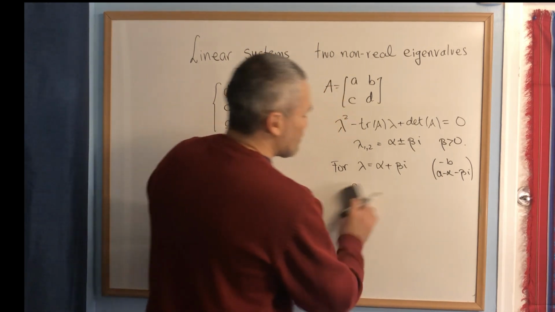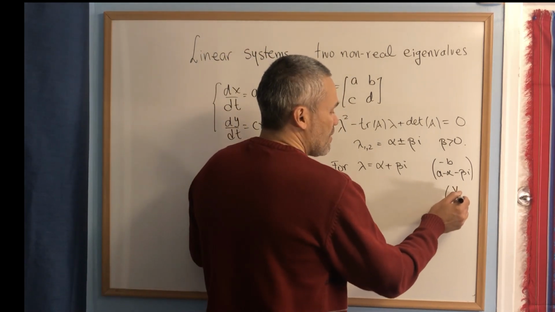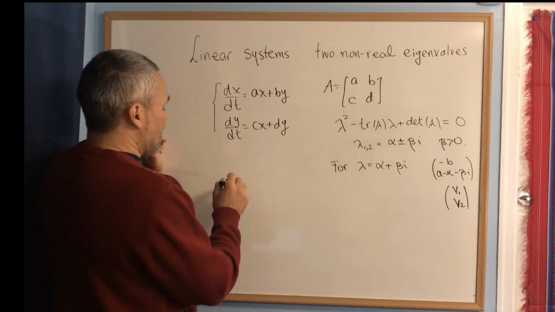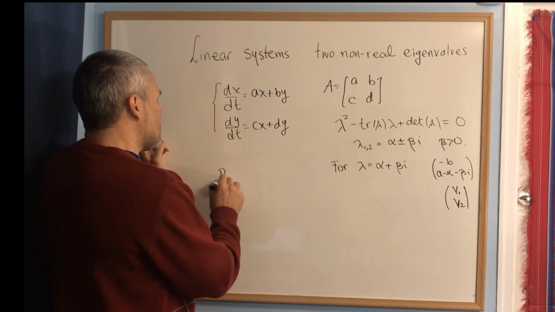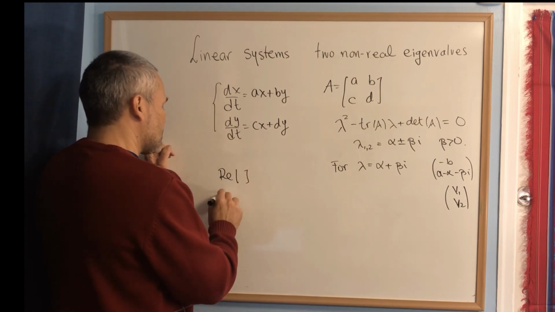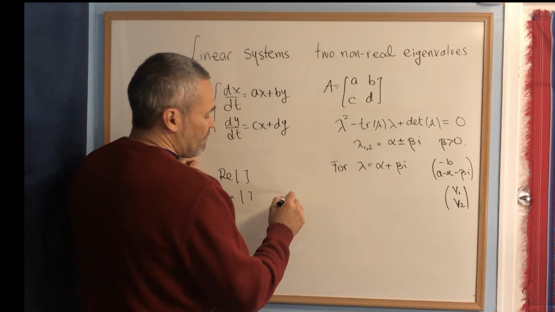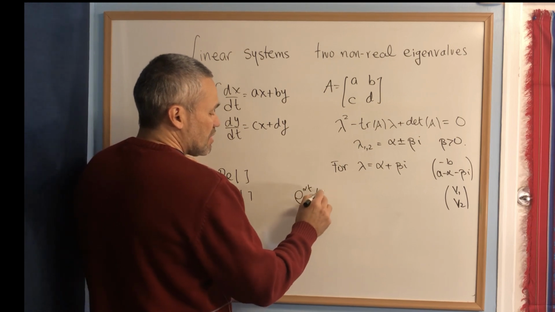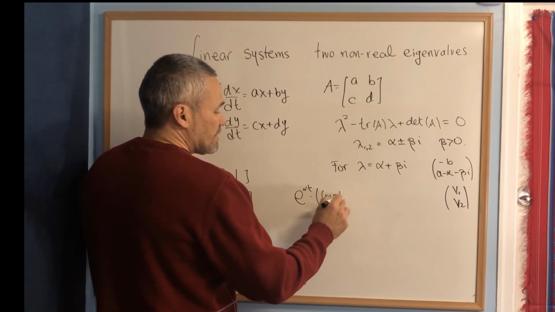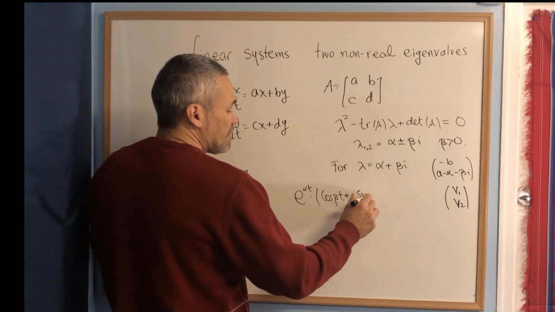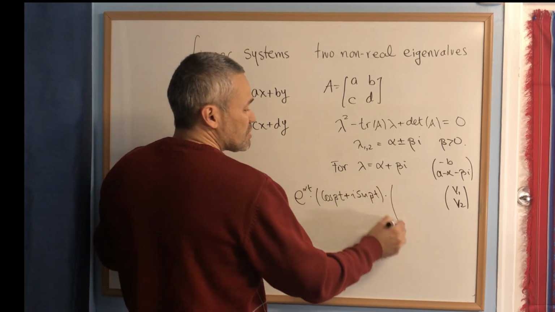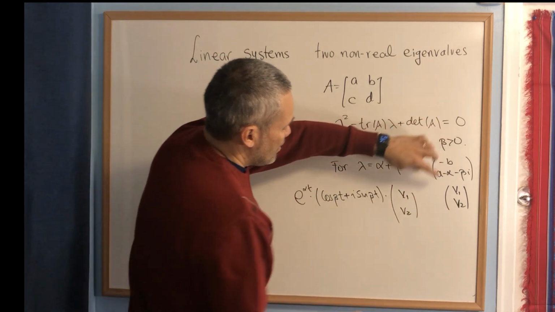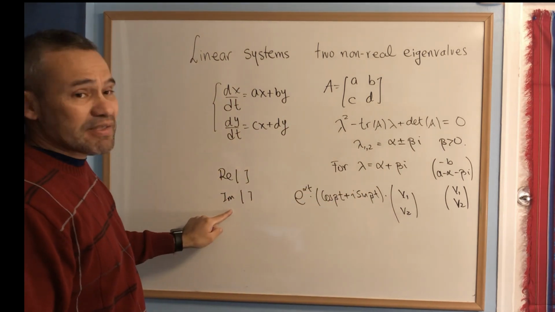And then what do we do with this number? Essentially, let's call this the vector b1 and b2. Then we have to do some algebra. We need to compute the real part and the imaginary part of the vector e to the alpha t times cosine of beta t plus i sine of beta t, times this vector b1, which is negative b, and b2. Remember, we can compute the real part and the imaginary part.